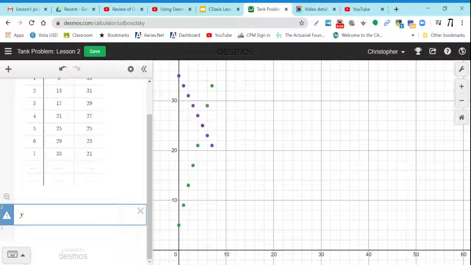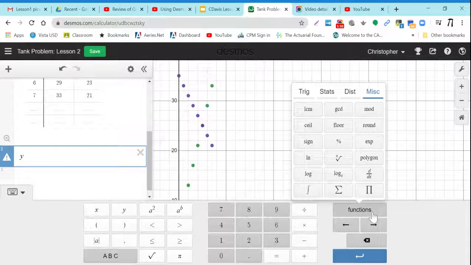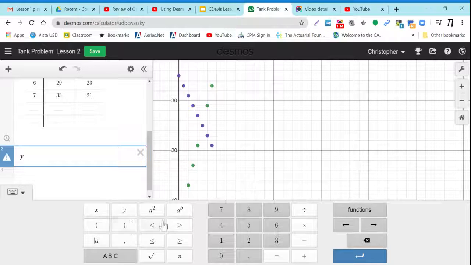I'm using my keyboard, but don't forget you have this keyboard down here on the left if you are on a tablet or your phone. It can be helpful for you to be able to go ahead and do these things. You can even go to functions, and actually, let's stay away from that for now. Anyway, so we can go to y.